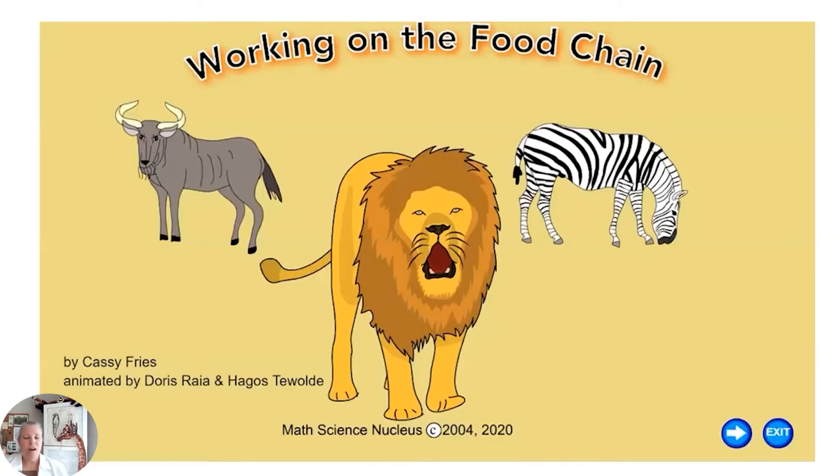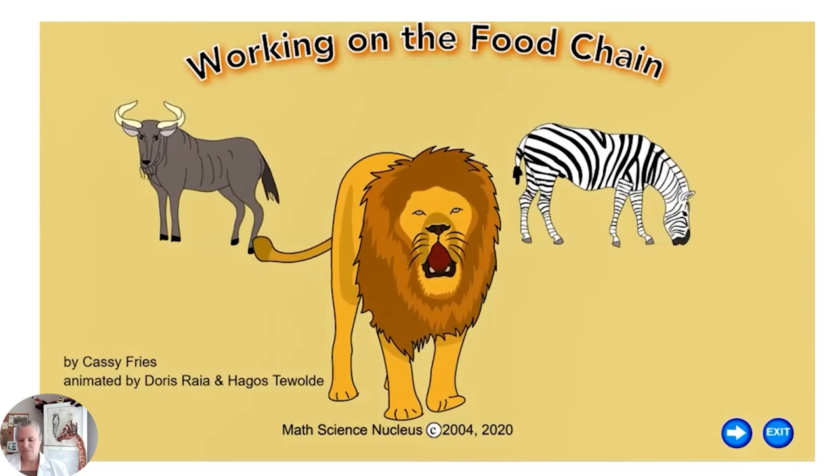That's pretty cool. All right, here's a quick storybook on working on the food chain. And this is one that if you wanted to reread on our website, you could. Here we go. Working on the Food Chain by Cassie Fries, animated by Doris Rea and Hagos Tavolte.